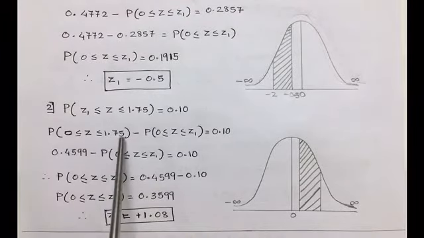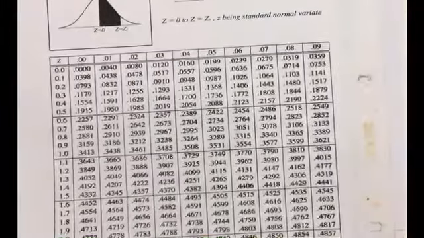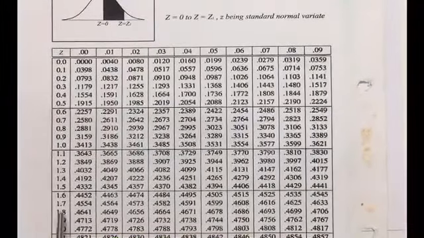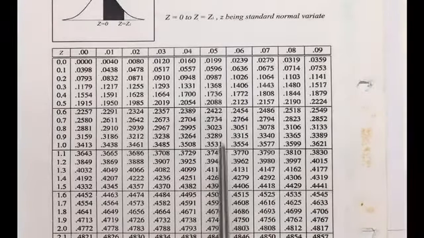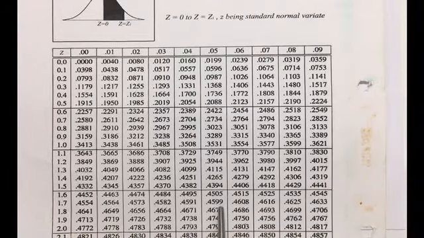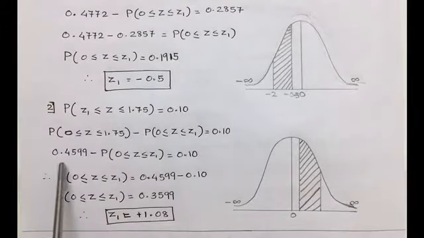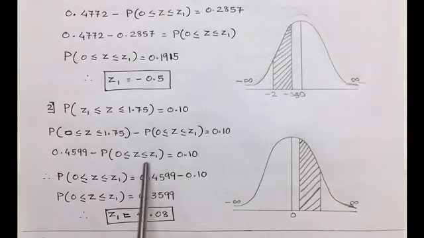Now taking up the area of 1.75 from the table, looking at the table, 1.7 and taking up 0.5. So it gives us 0.4599, the value of the 1.75 area. So writing here 0.4599 minus P(0 less than or equal to Z less than or equal to Z1) is equal to 0.10.